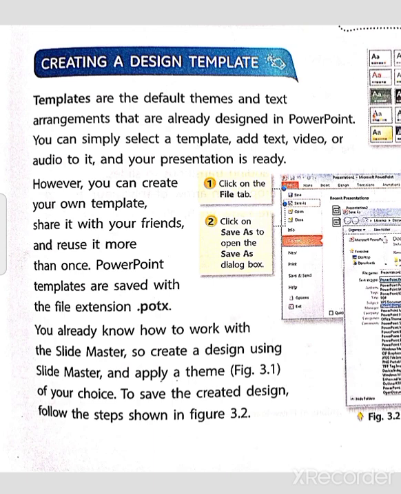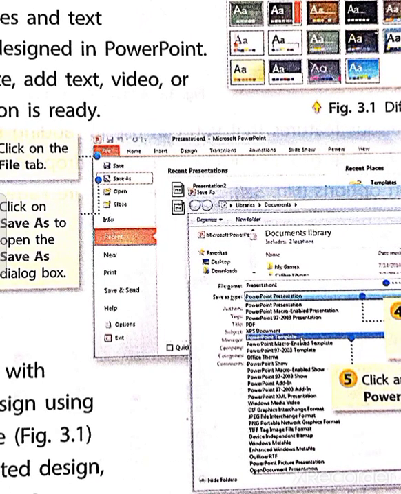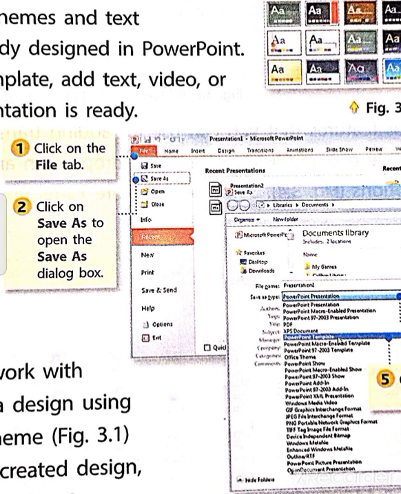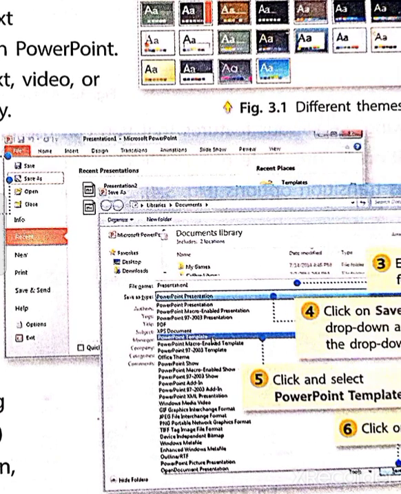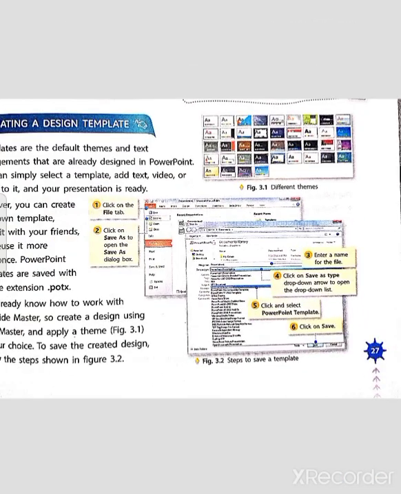You already know how to work with Slide Master. So create a design using Slide Master and apply a theme of your choice. To save the created design, follow the steps. Firstly, open your PowerPoint 2013. In this, there is a File tab. In that File tab, click on the Save or Save As option, where your file will be saved. Open the location where your file is saved, then enter the name of the file with the extension .potx, click on the Save As Type drop-down arrow, select PowerPoint Template, and click on the Save button.